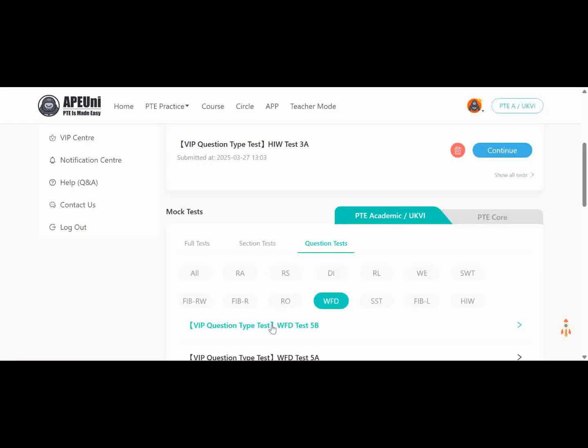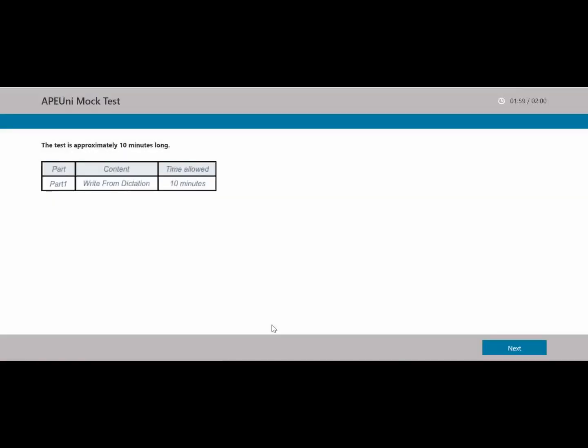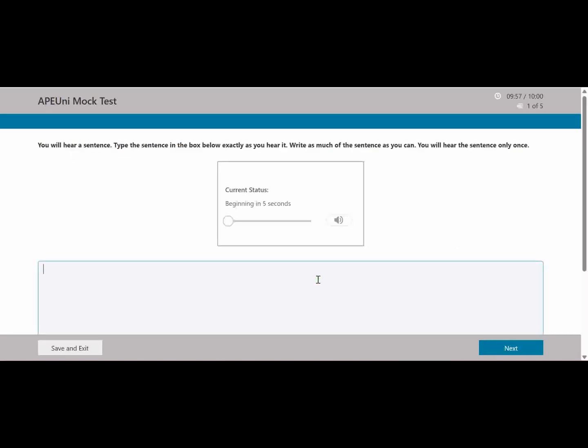So let's start. You will get only 5 questions, but in write from dictation, in the end you will get only 6 minutes, and in 6 minutes you have to perform 3 to 4 questions. Now in this we are getting 10 minutes, and it can be 4 questions or it can be 5 questions. So let's start. This is question 1.